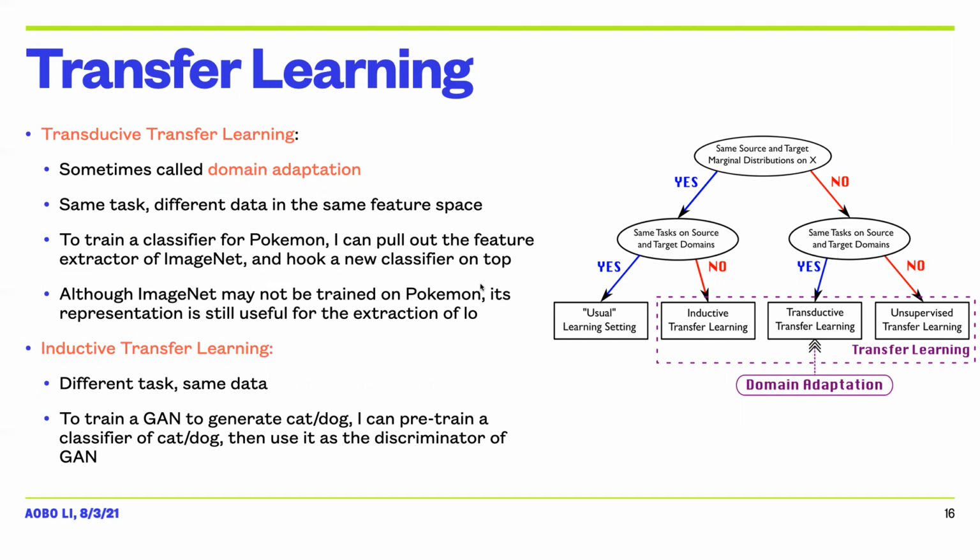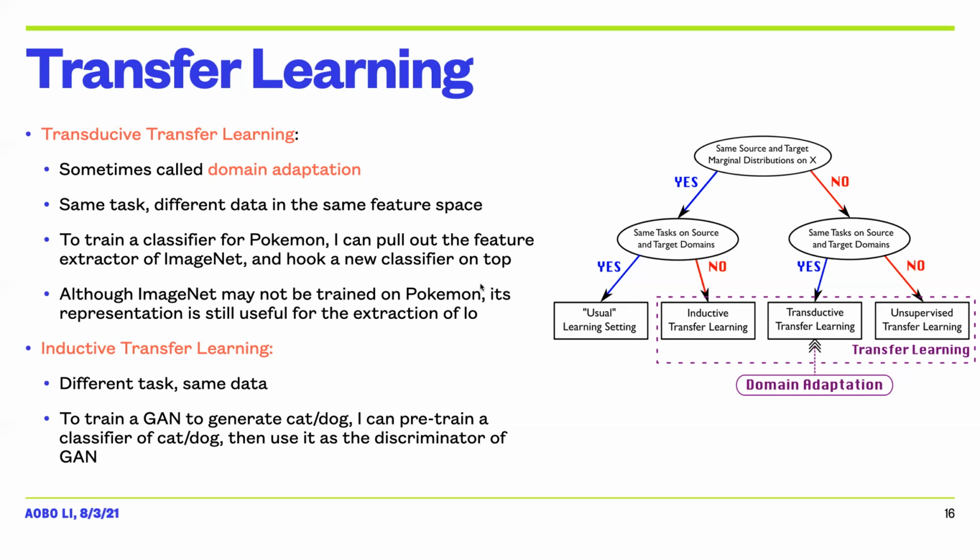Although ImageNet may have never seen Pokemon before, because it's trained on a lot of images, it's still very good at capturing the tone, the hue, and the edges of each image. So if you use the ImageNet feature extractor to classify Pokemon, it's still going to be very efficient in fulfilling the task.